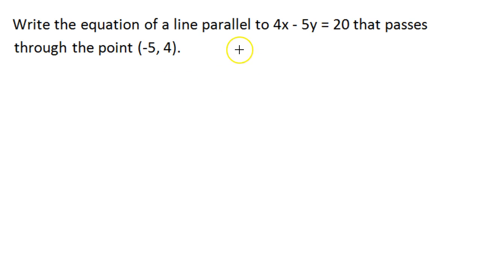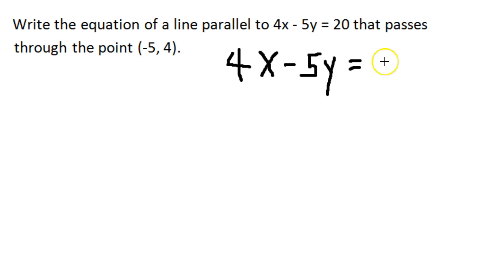So the first thing that we're going to do is write the equation of a line that's parallel to 4x minus 5y equals 20. And as we discussed previously, any equation that has the same left side is going to be parallel. So a generalized parallel line to 4x minus 5y equals 20 would be 4x minus 5y equals the number c, where we have to determine what c is.